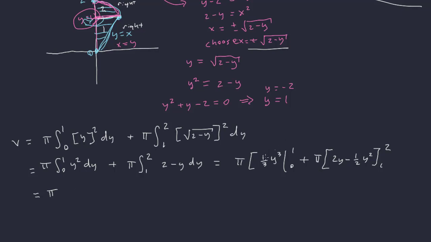All right, so this will just be pi times 1/3. All right, that's not that bad. And over here, we'll get pi times, now we plug in the 2.